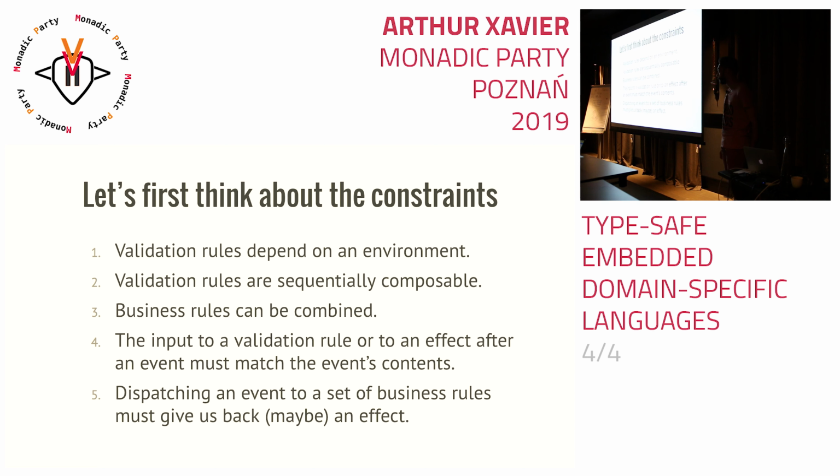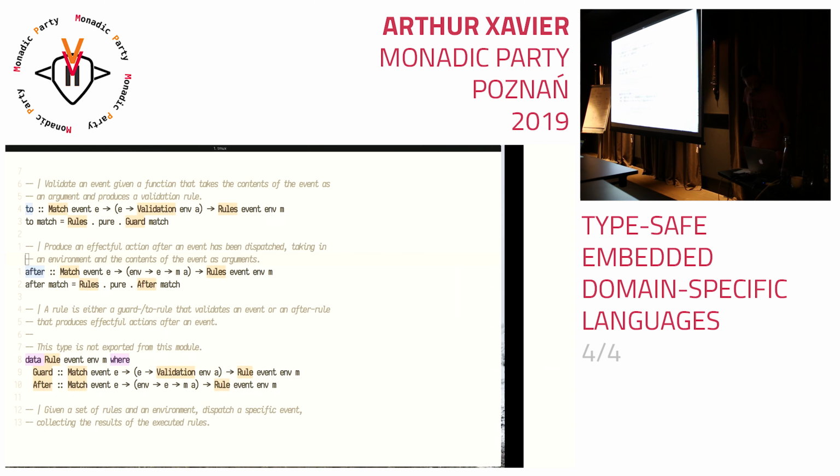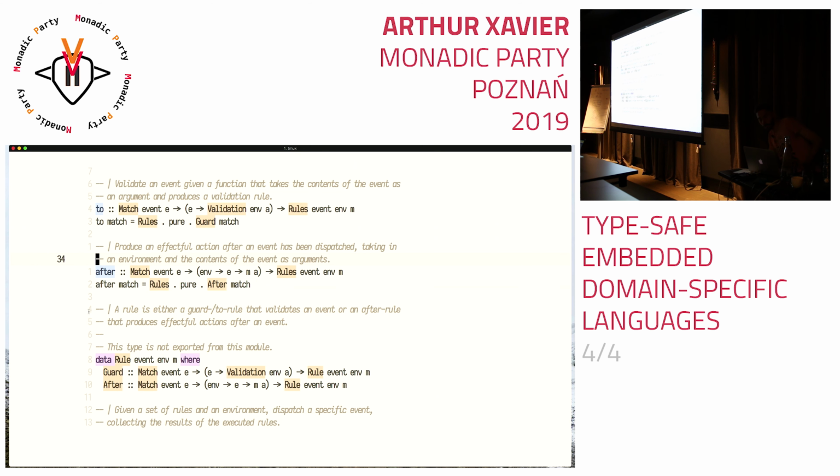Business rules can be combined, and the input to a validation rule or to an effect after an event must match the event's contents. We are using GADTs for that, and dispatching events we're going to see shortly after that. So back to the code here.